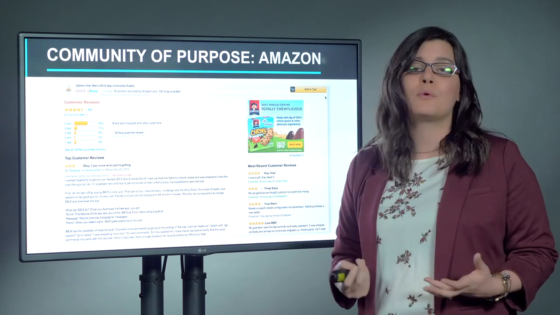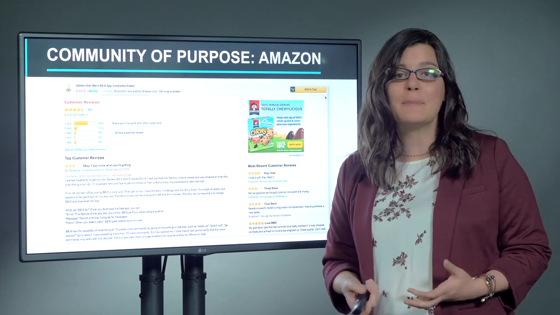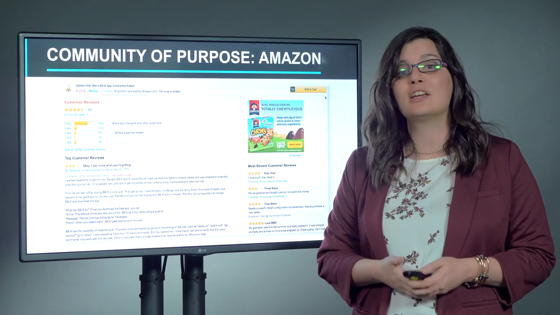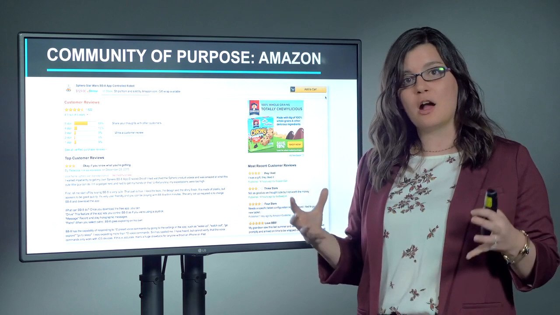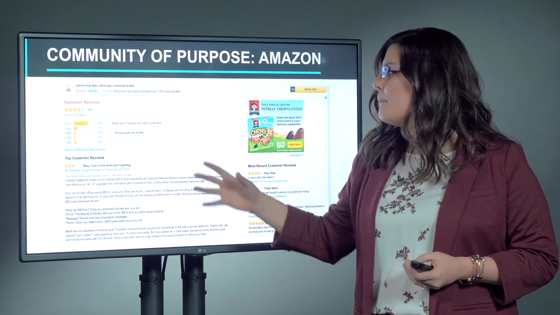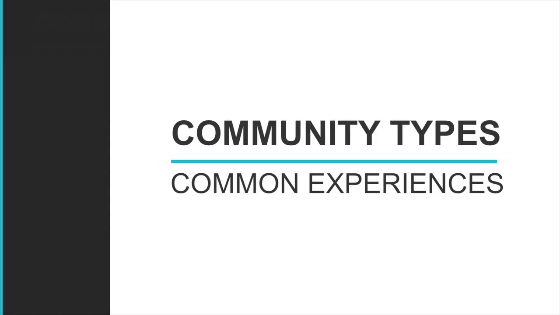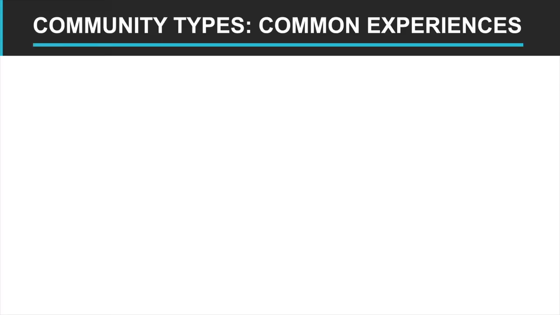Amazon is another great example of a community of purpose. People are supporting each other by leaving detailed reviews. And believe it or not, a lot of people consider this a community. There might not be strong relationship building happening, but people are actively participating to help other people. So now let's talk about community types that center around common experiences.